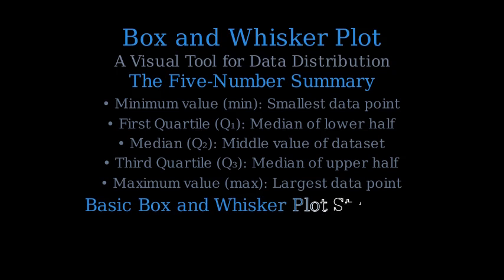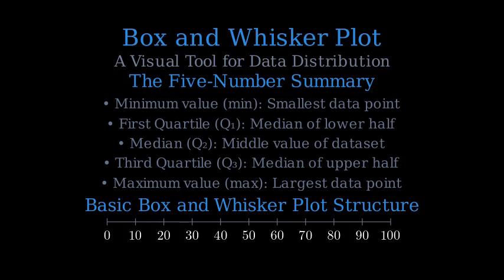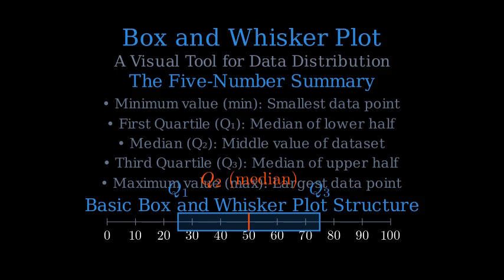Let's look at how a box and whisker plot is structured. We start with a number line that covers the range of our data. The box in the middle represents the interquartile range, from the first quartile to the third quartile. Inside the box, we draw a vertical line representing the median. Finally, we extend whiskers from the edges of the box to the minimum and maximum values.